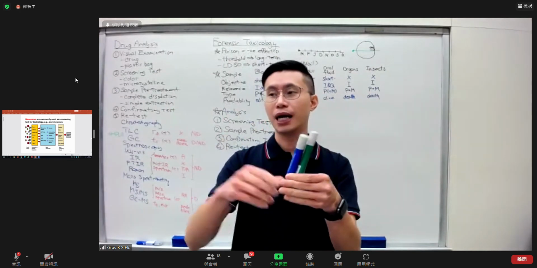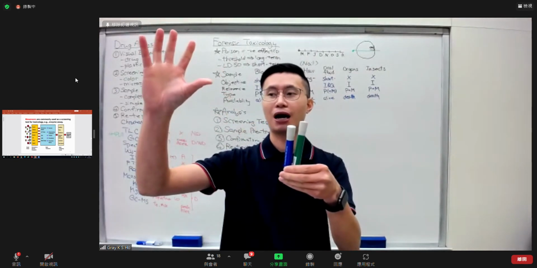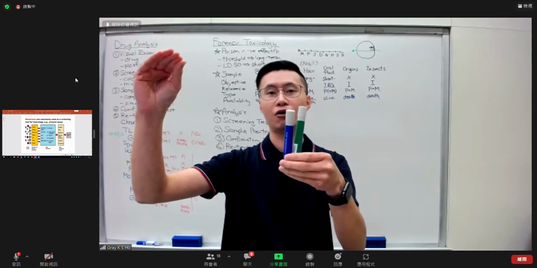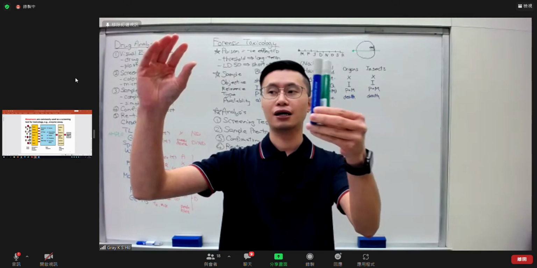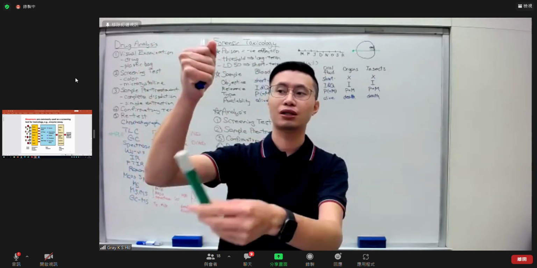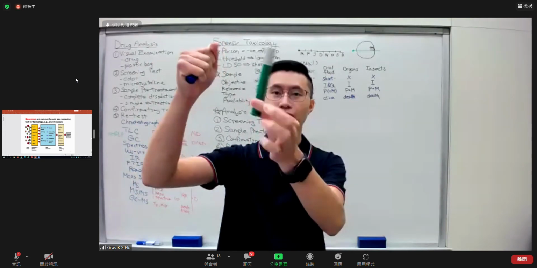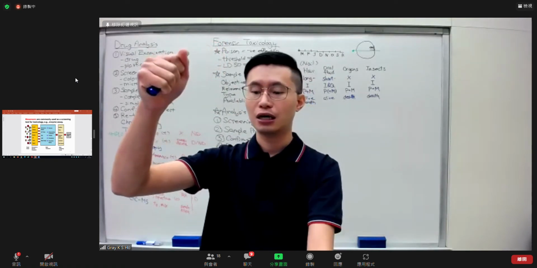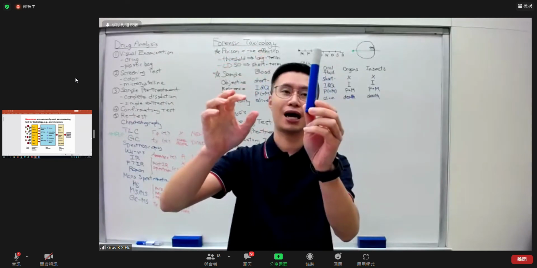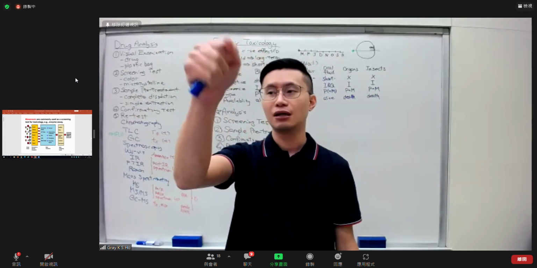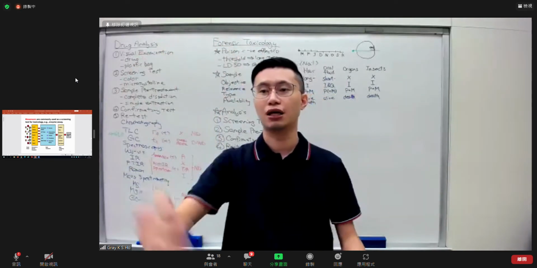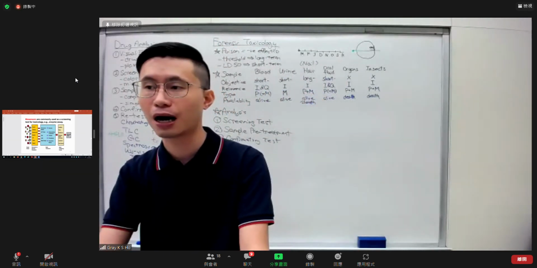You could imagine my hand is a bioreceptor, so it will sense the blue pen only. When the two colors come over, the bioreceptor will grab the one that is being targeted. For the other, it will not grab. Once the bioreceptor grabs the target analyte, that is our poison, then when they combine, a signal will be produced. That is the basic principle of the biosensor.